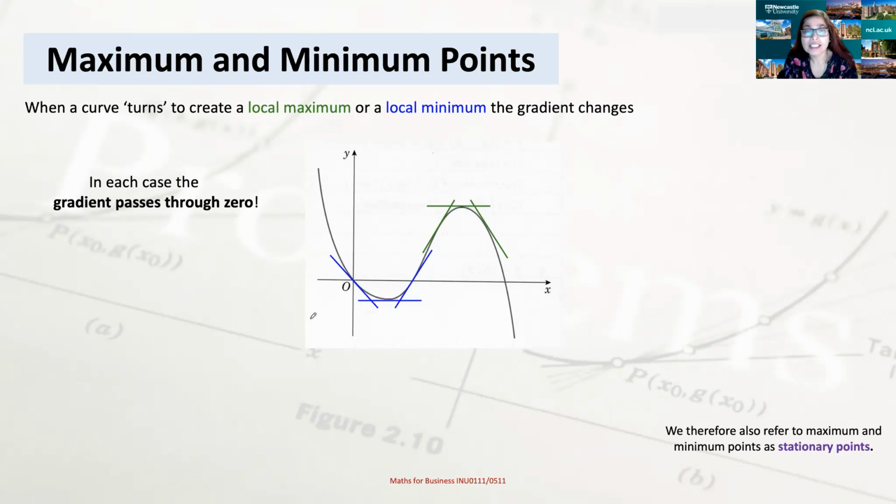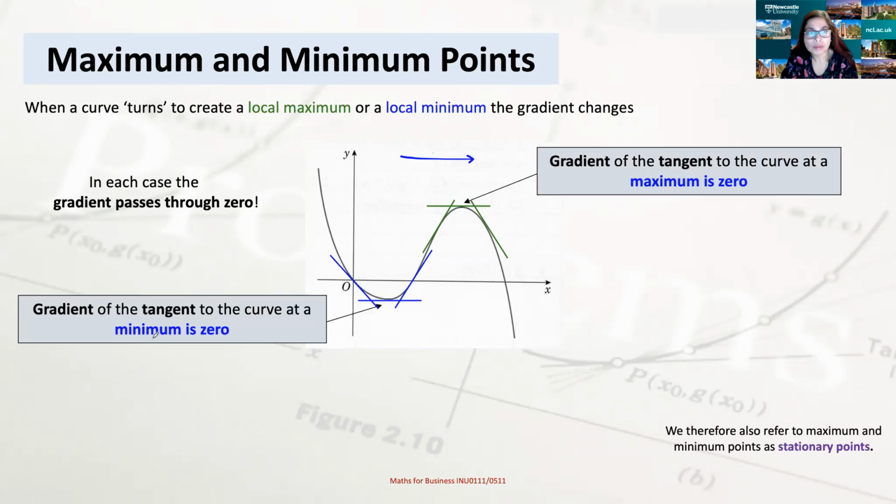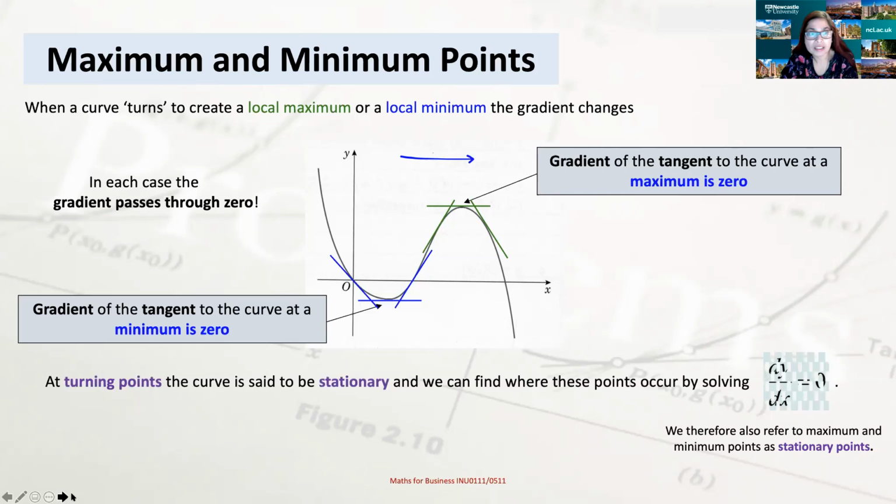So in each case, the gradient has to pass through 0. So the gradient here, when you're moving from left to right, is negative, negative, negative, 0, positive, positive, positive, 0, negative, negative, negative. Okay, so that's what's happening here. So the gradient of the tangent to the curve at this point is 0, minimum is 0, maximum 0. That is at both the turning points, the gradient is 0. So what's happening here?